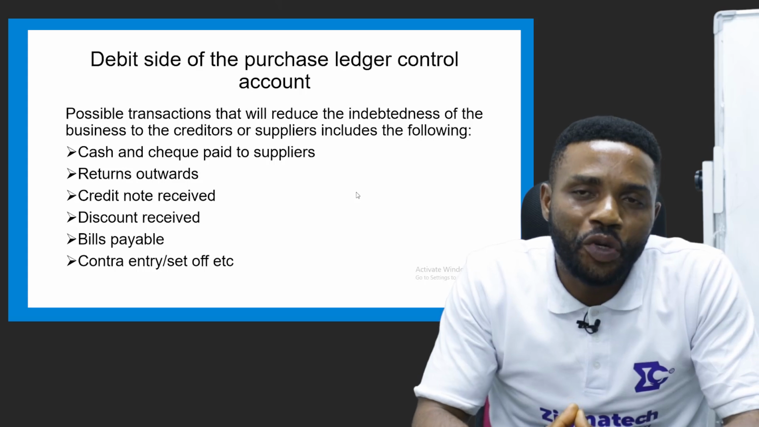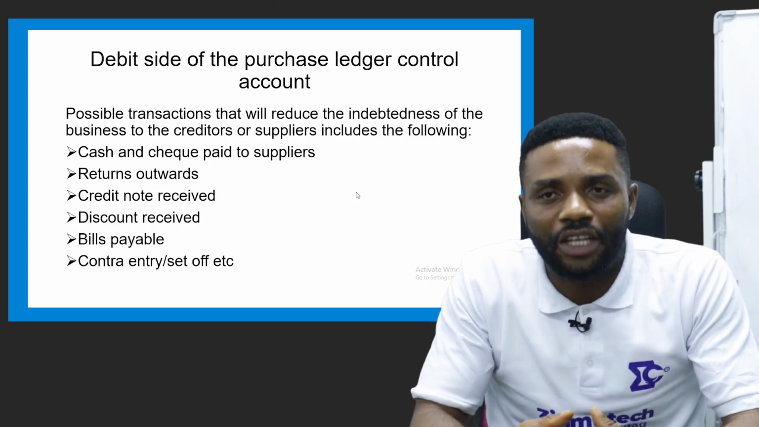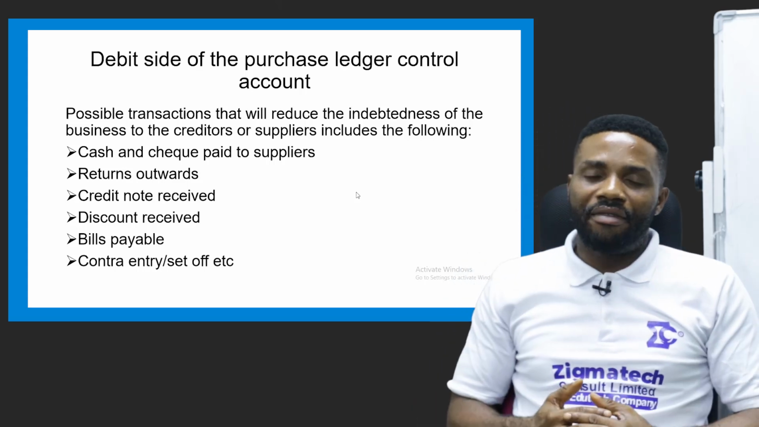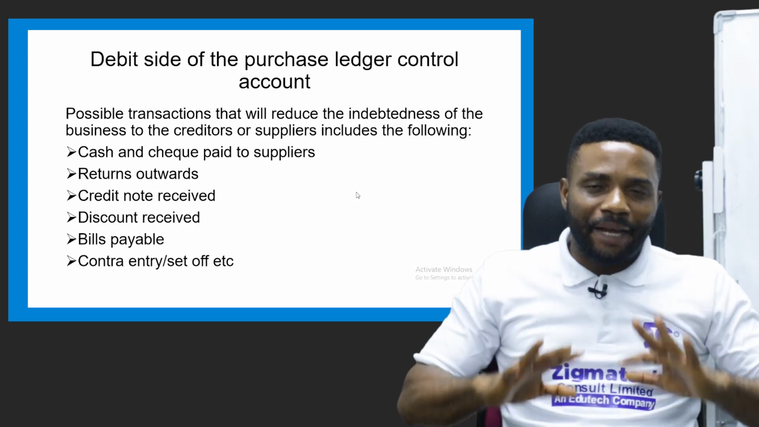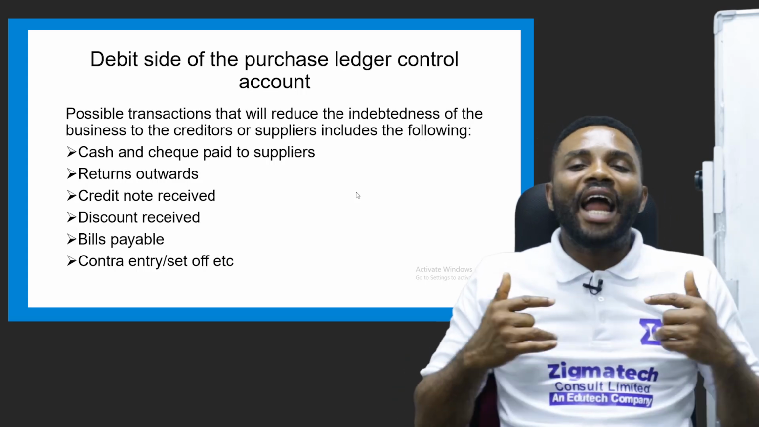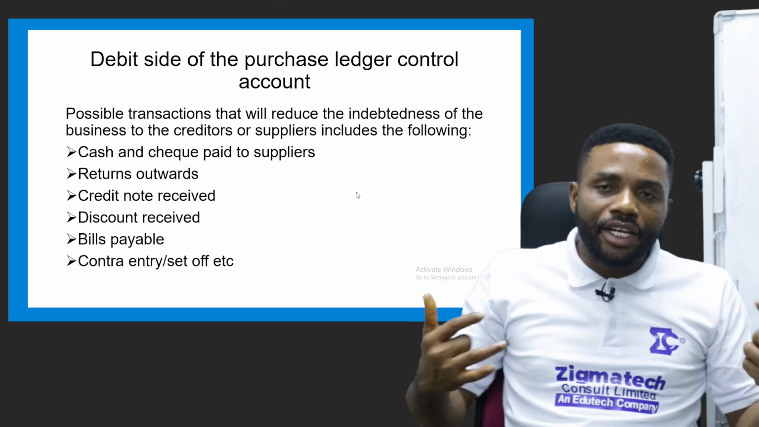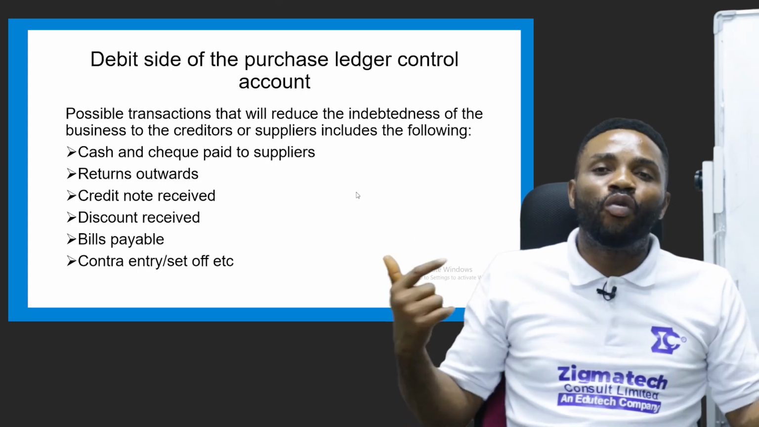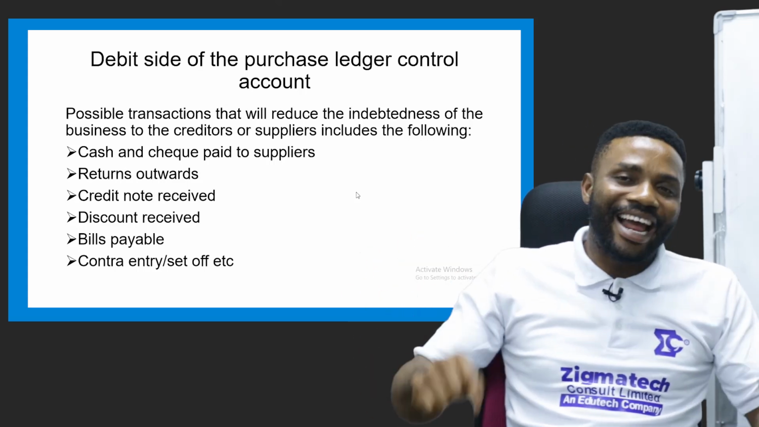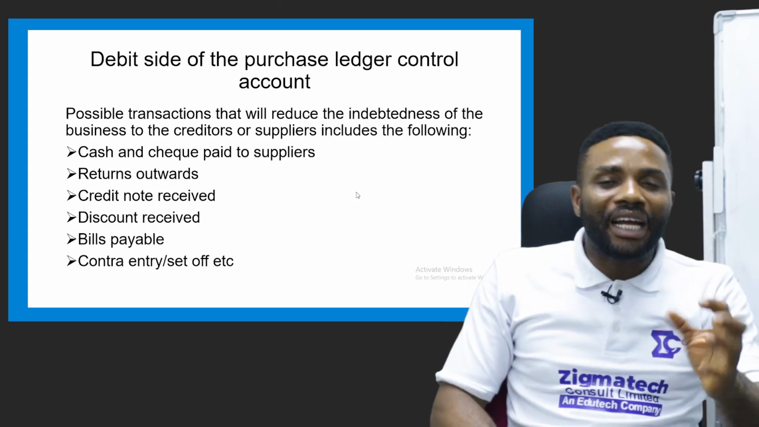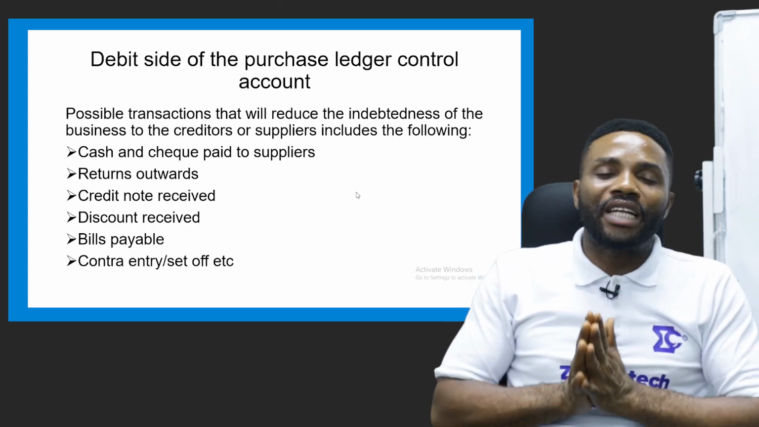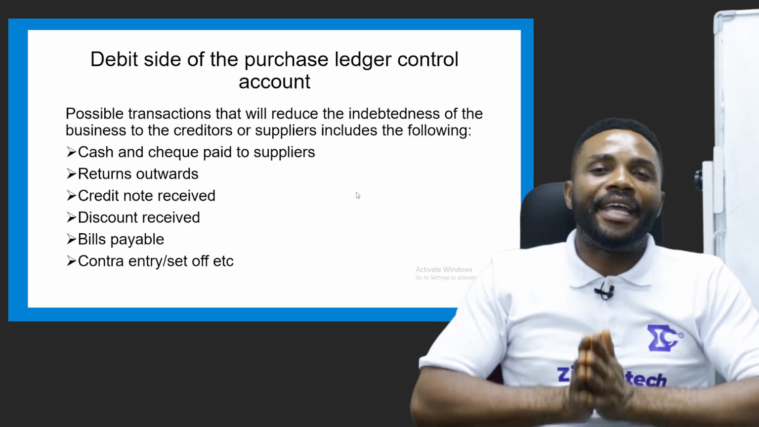Credit note is a note that is given for overcharge. So when a credit note is received, it has reduced my indebtedness. It means that what I thought I was owing initially was higher than what I was actually owing in reality. So that credit note that I received has reduced what I am actually owing my creditors.